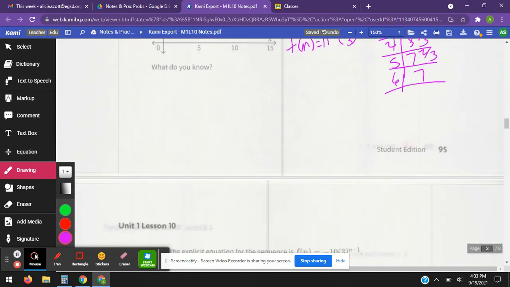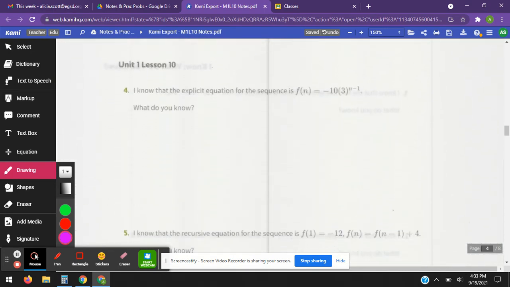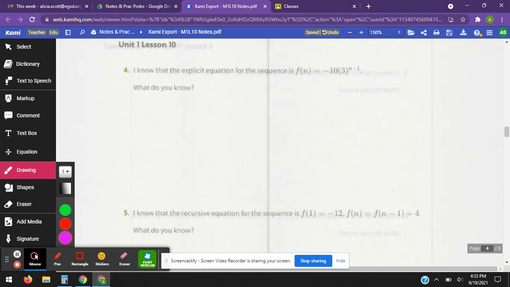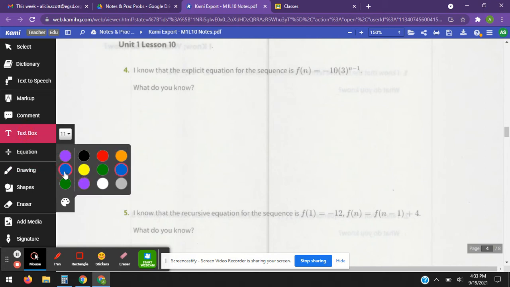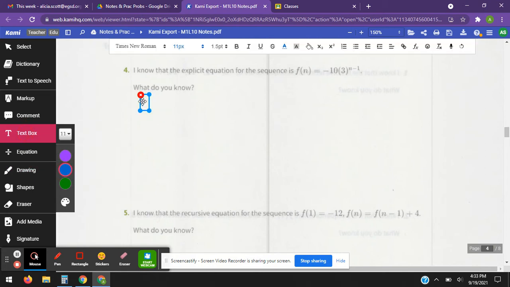All right. I know that the explicit equation for the sequence is f of n equals -10 times 3 to the n minus 1. Well, it is a times. So let's just go ahead and jump to blue this time. We know that this is a geometric, and we have a common ratio, what we are multiplying over and over, which in this case is 3.